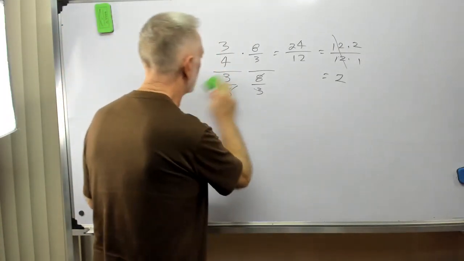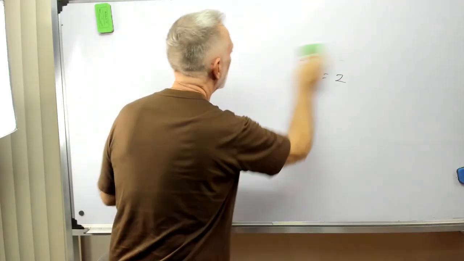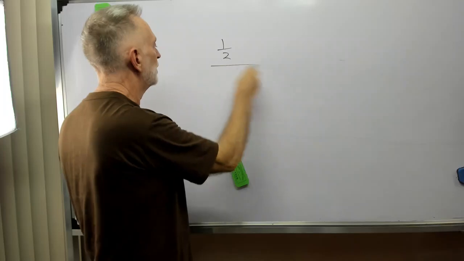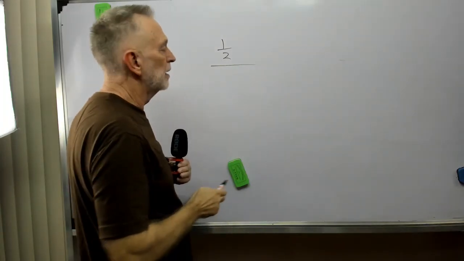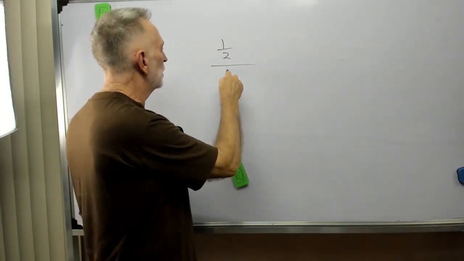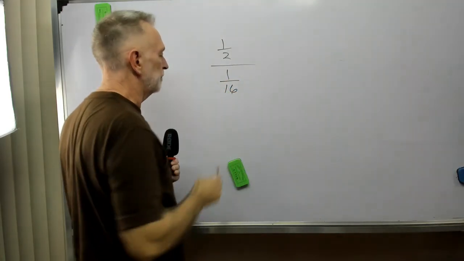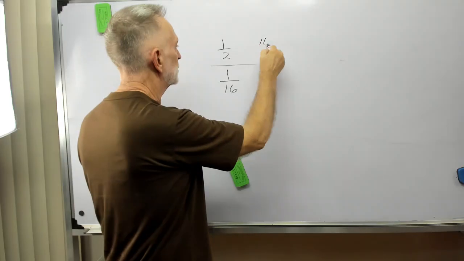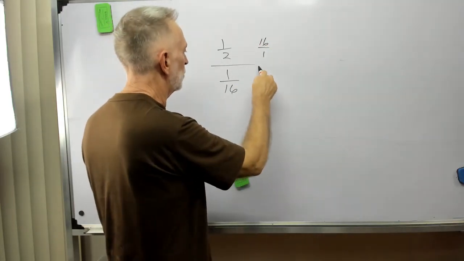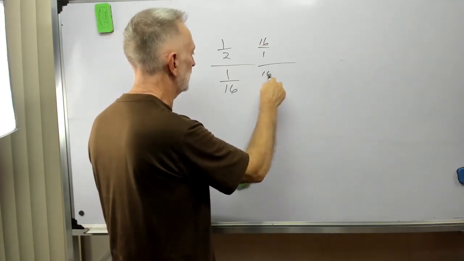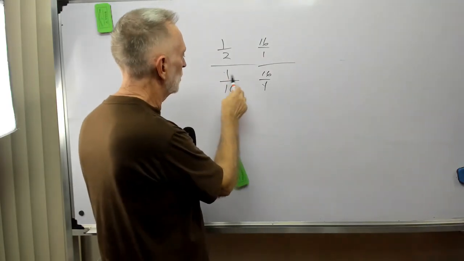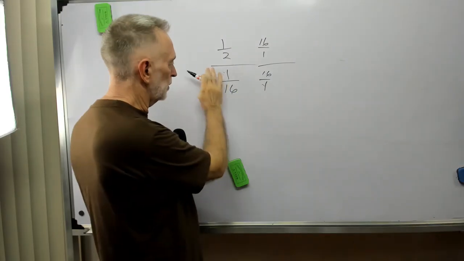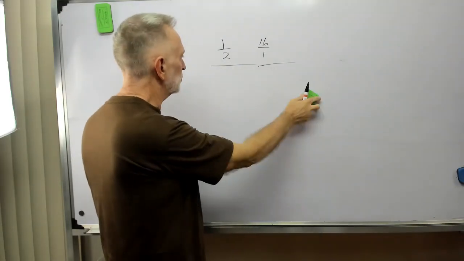Let's try another one here. What about 1/2 divided by 1 over 16? Now to use the old Babylonian method, we invert that. 16 over 1 divided by 16 over 1. 1 over 1. 1 divided by 1 is 1. 16 divided by 16 is 1. So all of this cancels.